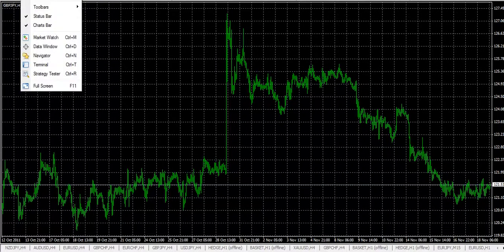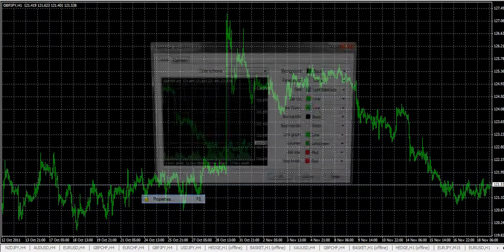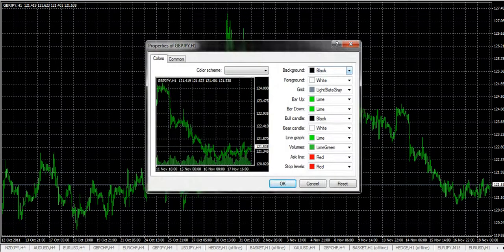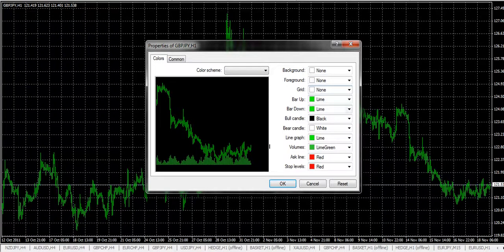So all we did is simply altered the properties. We just went down and put none on everything and got a blank page, didn't we?